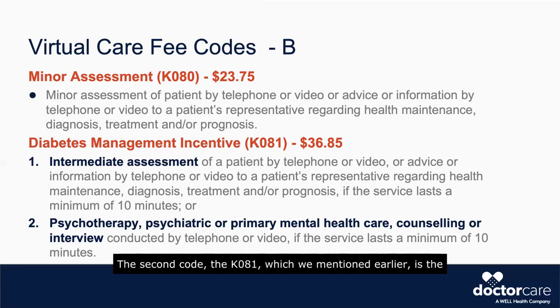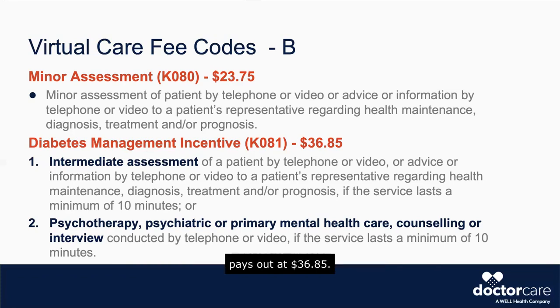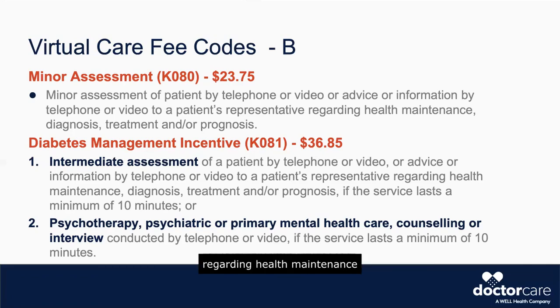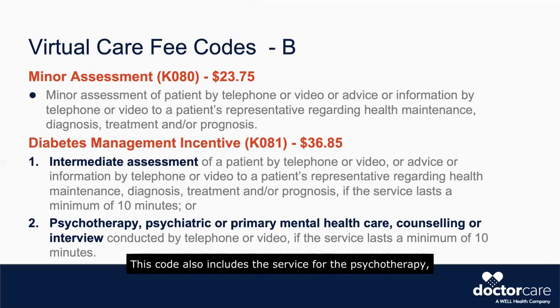The second code, the K081, which we mentioned earlier, is the virtual code for the diabetic management incentive, and pays out at $36.85. This code includes the intermediate assessment of a patient by telephone or video, advice or information by telephone or video to a patient's representative regarding health maintenance, diagnosis, treatment, prognosis, if the service lasts for a minimum of 10 minutes. This code also includes the service for psychotherapy, psychiatric or primary mental health care, counseling, or interview conducted by telephone or video if the service lasts a minimum of 10 minutes.